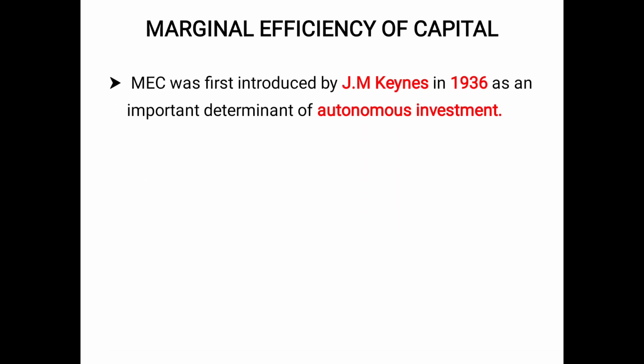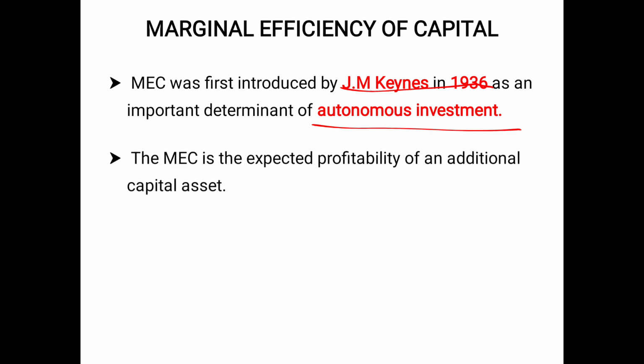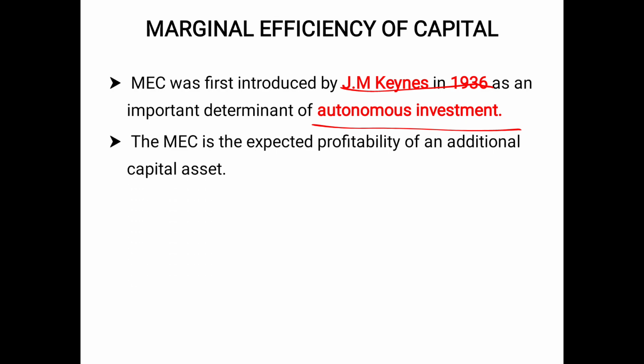Next is marginal efficiency of capital. Marginal efficiency of capital was coined by J.M. Keynes in 36, and he has given a concept called autonomous investment. So what is autonomous investment? Autonomous investment is nothing but investment that is made from past savings.